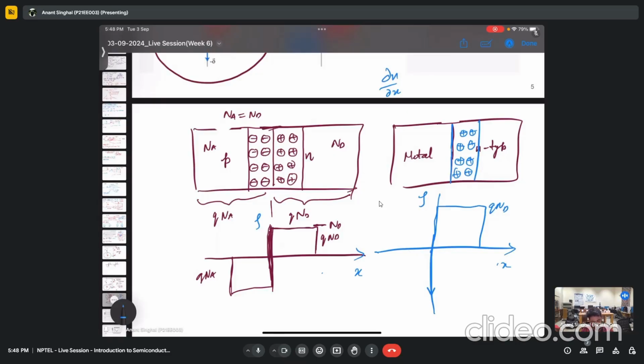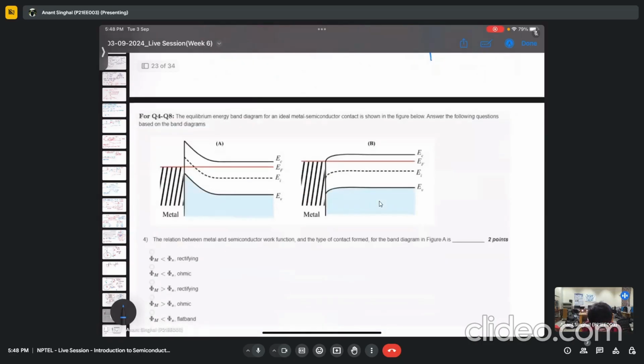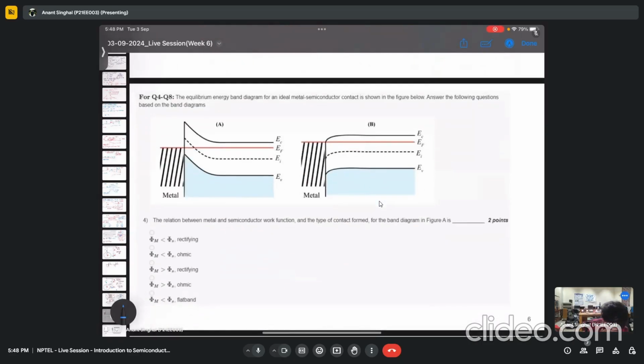Yes, sir. Okay, fine then. Maybe we can continue. Yeah, this is a good question. So this will give you some more idea. We have the equilibrium energy band diagram for an ideal metal-semiconductor contact given. You need to answer the below questions.